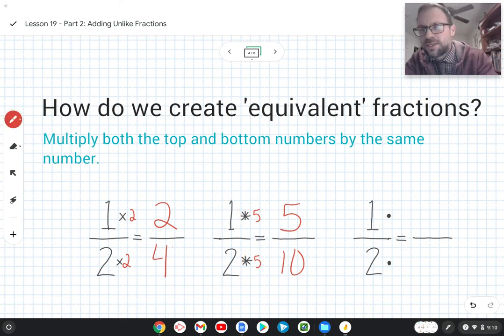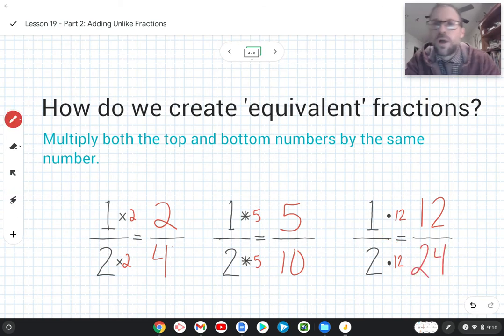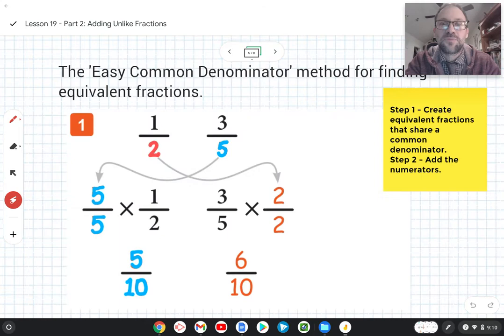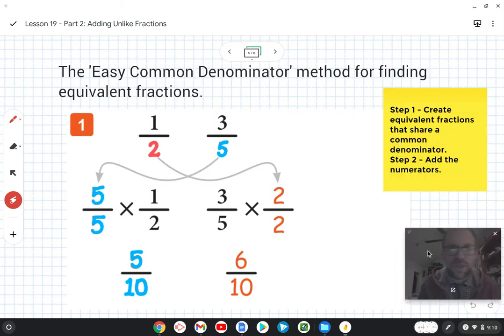Let's try it one more time. Let's see. How about 1 times 12 and 2 times 12? Well, in this case, 1 times 12 is 12, and 2 times 12 is 24. 12/24 is another equivalent fraction to 1/2. All we have to do is multiply both the top and bottom numbers of the fraction by the same number, and we'll get an equivalent fraction. Okay, now, don't be overwhelmed by the way this looks.